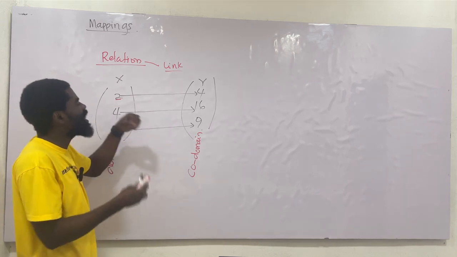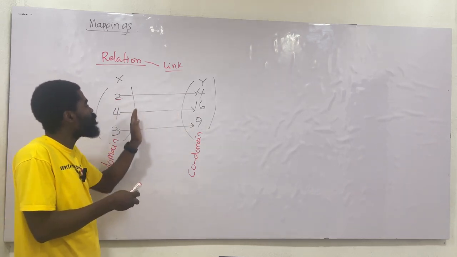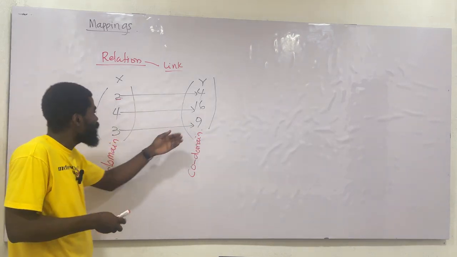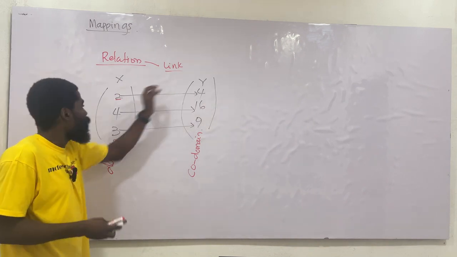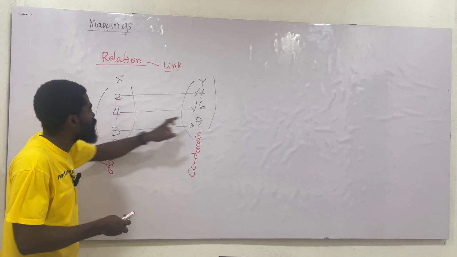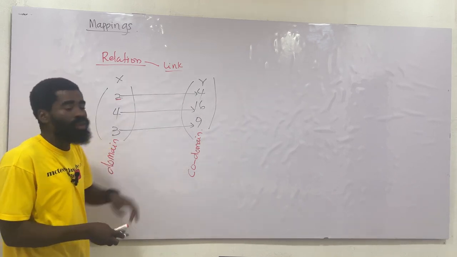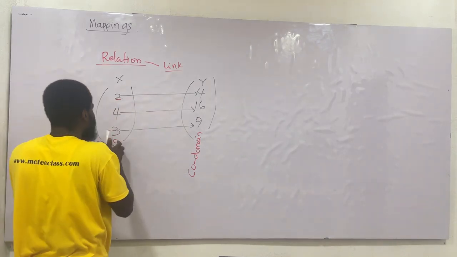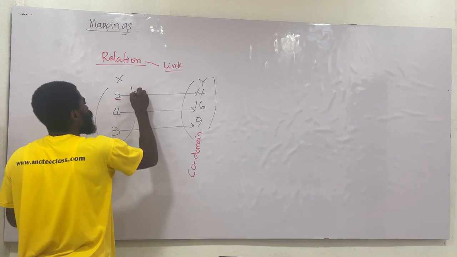Okay, now this X is connected to 4. What is connecting them? They all must have the same connection. And the connection is that it's a square of. When I square 2, I get what? 4. When I square 4, I get 16. When I square 3, I get 9. So the relation here is that it's a square of.